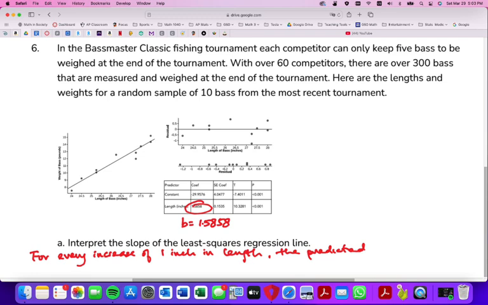Now, this is a big word. This is a very important word that you have to put, because when you interpret the LSRL, we are using it to make prediction. So you have to use the word predicted, and they are looking for the word predicted. So the predicted increase, because it's a positive slope, in weight increases by, then you got to put in the value, 1.5858 pounds.